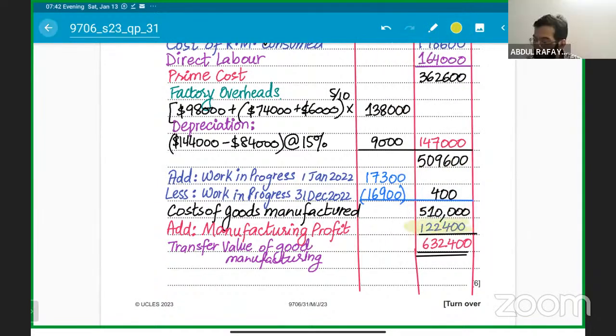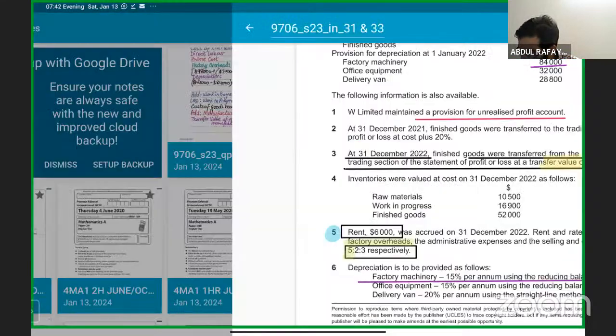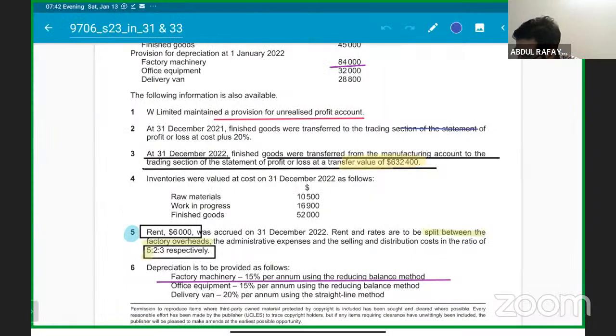You can also find out by reading this adjustment as well, that at the end of the year, they were transferred at cost plus 20%. So let's see, 510,000 into 20% is, no, this is different. Okay. What we need to understand, students, this second number adjustment, I'll explain that as well. This is basically for the last year.